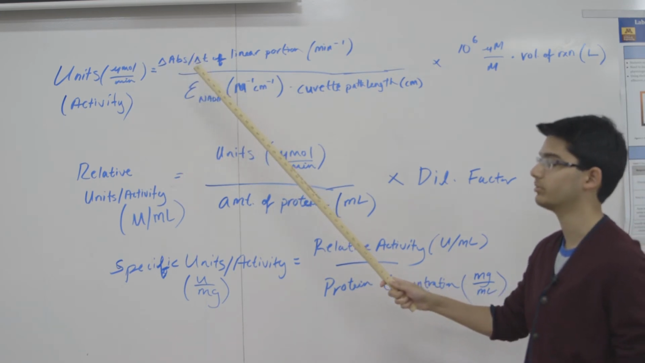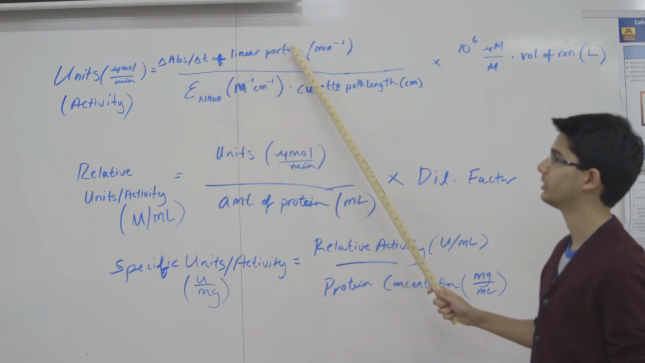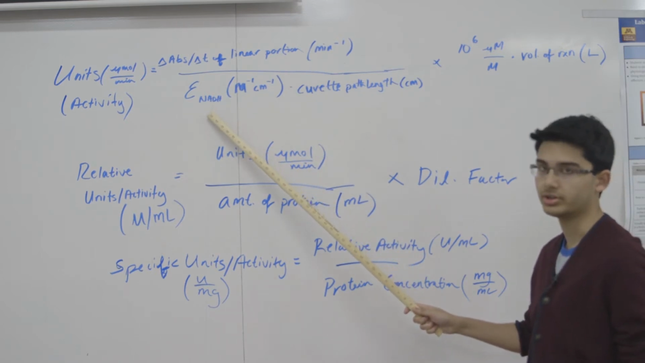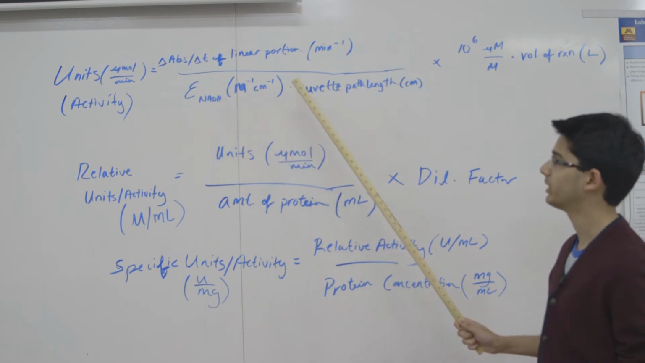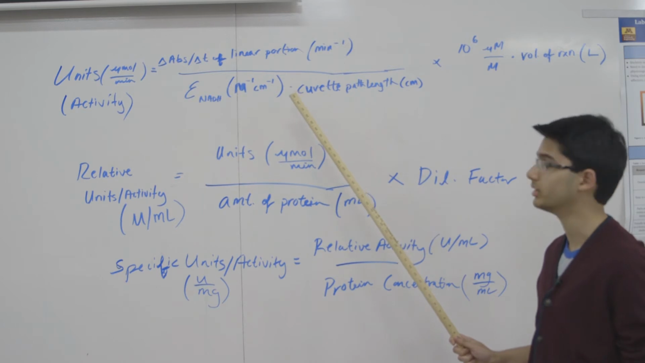Here. So to look at each component, you have the change in absorbance over time of the linear portion of your graph. So you want to avoid the region on your graph where it starts to curve. And that's measured in per minute. And then you divide that by your extinction coefficient for NADH, which is going to be 6,220. And then you multiply that by the cuvette path length. And for all of us, that should be 1 centimeter.